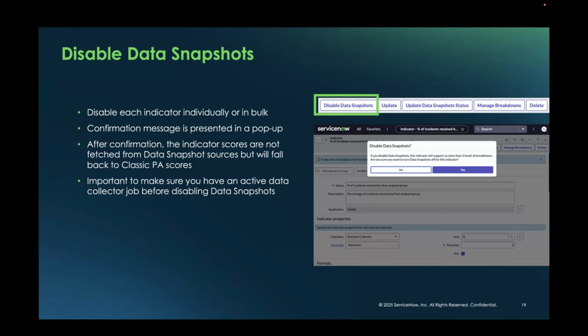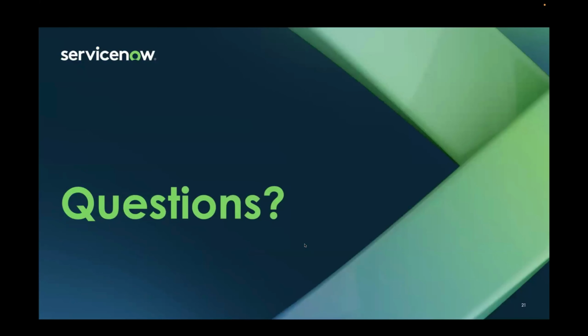But it is important to call out that you should make sure that you have an active data collector job before you disable data snapshot. Let's say you've been using it for 3, 4, 6 months. Now, in some scenario, you want to disable it. Just make sure you have an active data collector job which is already collecting scores before you disable data snapshot, so that your business users' scores are not impacted. Okay, that is it for today, folks, that I wanted to cover.